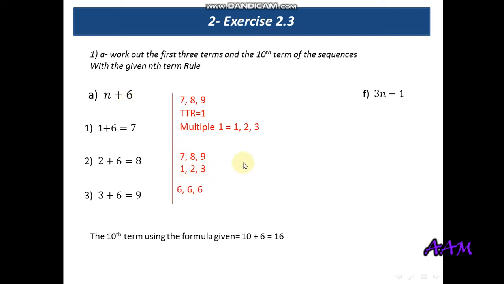7 minus 1 is 6, 8 minus 2 is 6, 9 minus 3 is 6. So it's correct, 6, 6, 6. Okay, so 6 is correct here because it gave me the same number in the formula. So these sequences are correct.